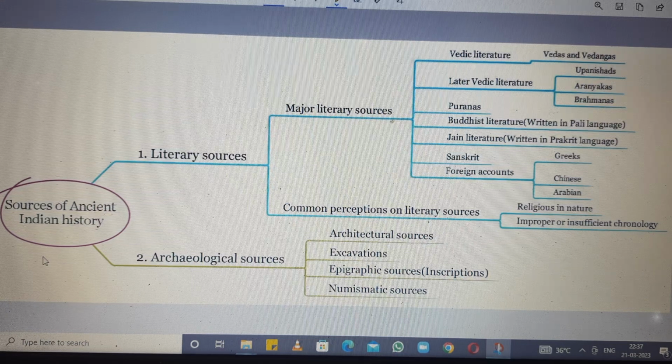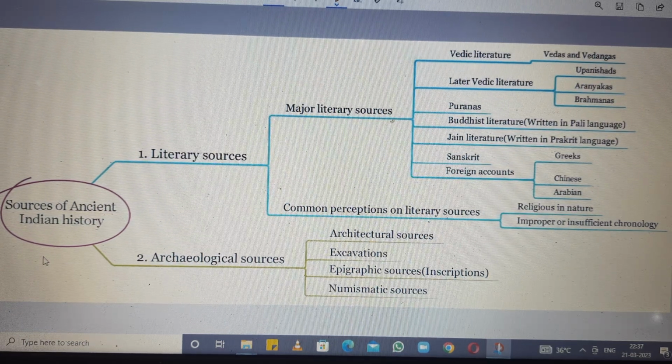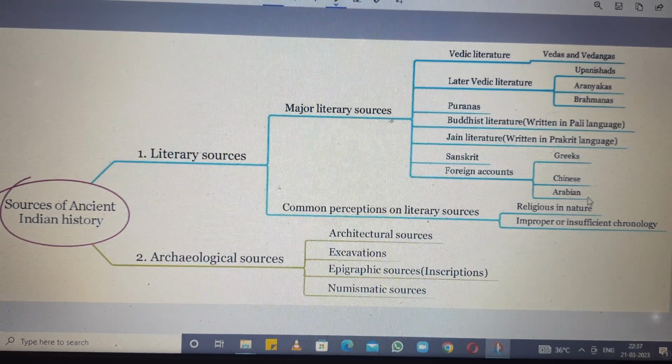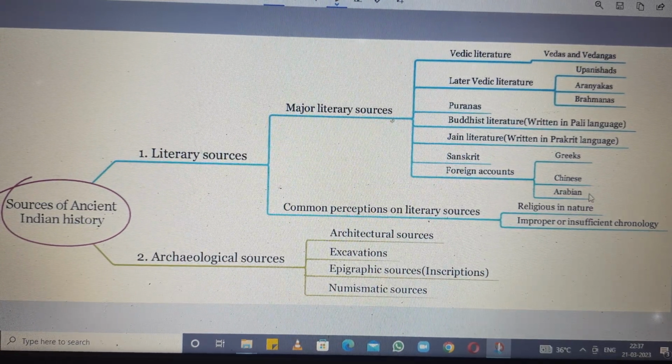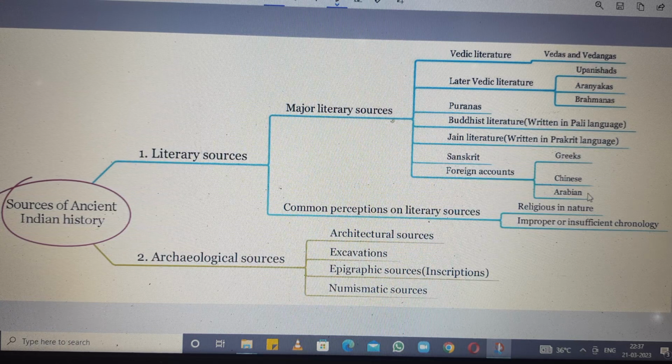After that we have the Arabian visitors like Suleiman and Al-Biruni. These were the Arabian visitors who came to India, and when they came and wrote about our country, from those sources only today we come to know, or draw a picture of, most of the things which prevailed in our country, and we write our history on those sources only.